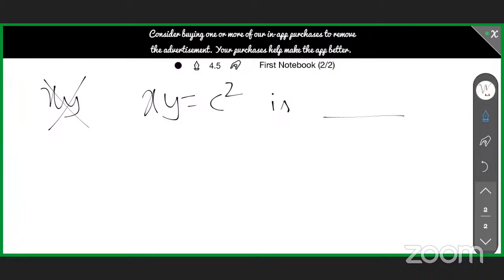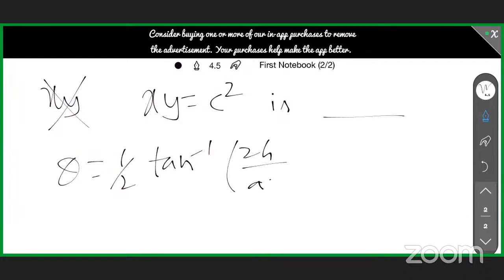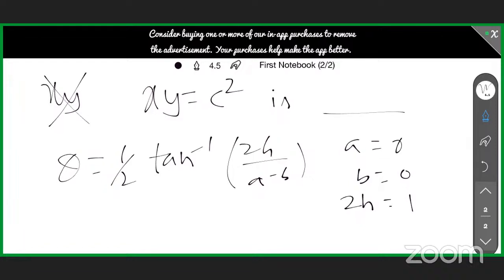When there is no prescribed corollary, go for the standard equation. According to the standard equation, theta is equal to 1 by 2 into tan inverse of 2h by a minus b. So what is my a value here? A value is 0. B value is 0. h value is 1 by 2, so 2h value is 1. So substitute everything here.